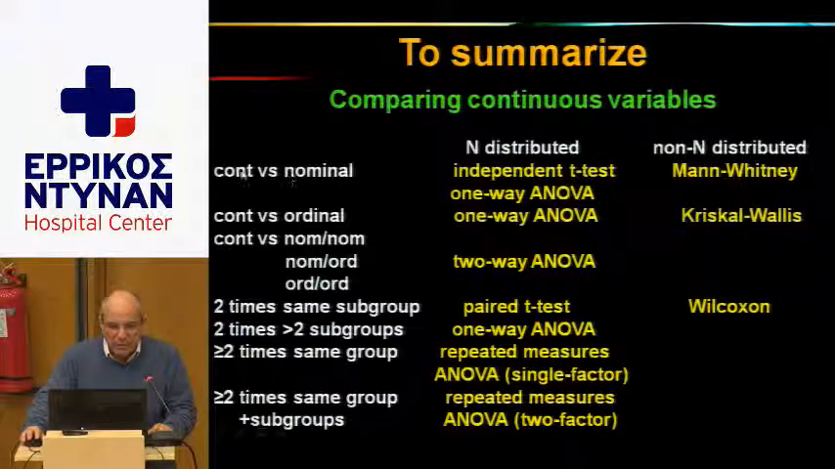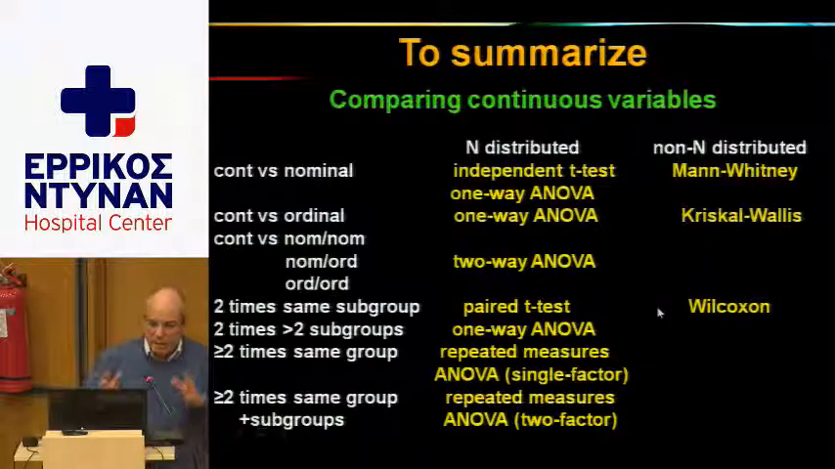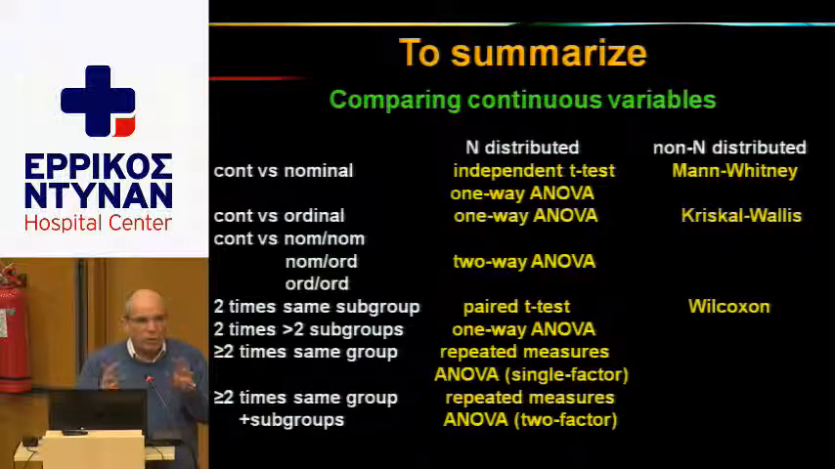Independent t-test, continuous versus nominal, normally distributed, non-normally distributed. Normally distributed, you have independent t-test, ANOVA, the paired test for the same subgroup, one-way ANOVA, repeated measures ANOVA, single or 2-factor. Non-normal: Mann-Whitney, Kruskal, and Wilcoxon. So basically, I understand that this is a little bit categorical, but at the end of the story, you have 3 or 4 things to keep in your mind.